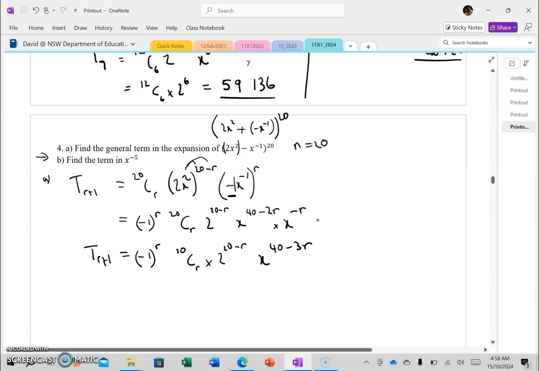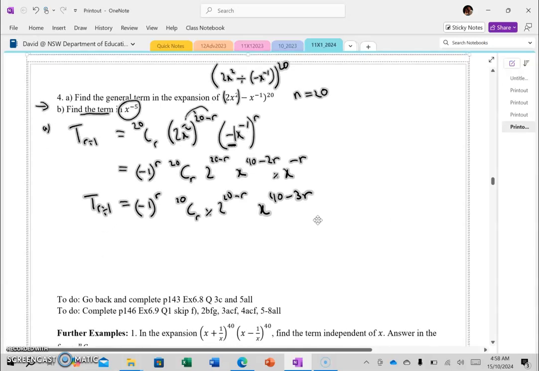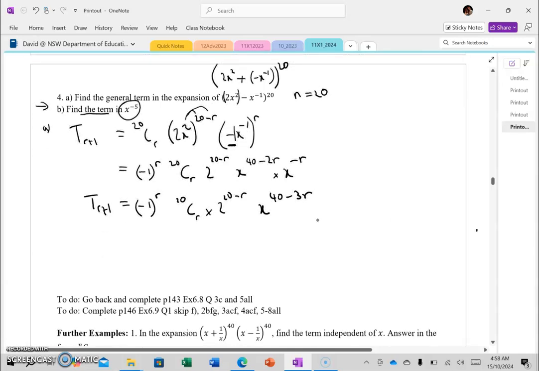So part B says find the term in x to the negative 5. Okay, what does that mean? I need to set the 40 minus 3r equal to negative 5. So for part B, we want 40 minus 3r to equal negative 5. Let's rearrange. Negative 5 minus 40, that'll be minus 45. r is going to be 15. Okay, so therefore we want the term T16.